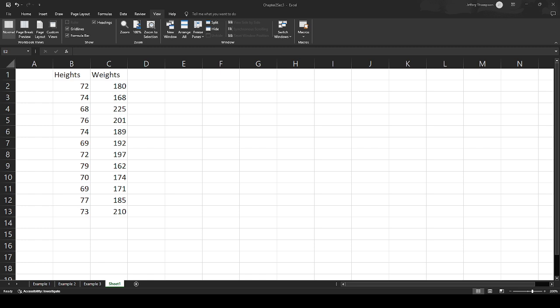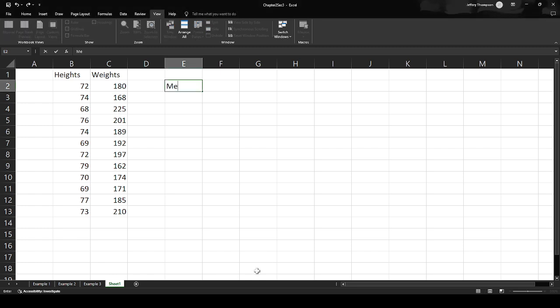And since this is an entire basketball team, we're going to do it as a population. So the mean of the heights is equal to, we'll use average, and our data starts on B2 and goes to B13. The mean of the weights is equal to average, and that goes from C2 to C13.